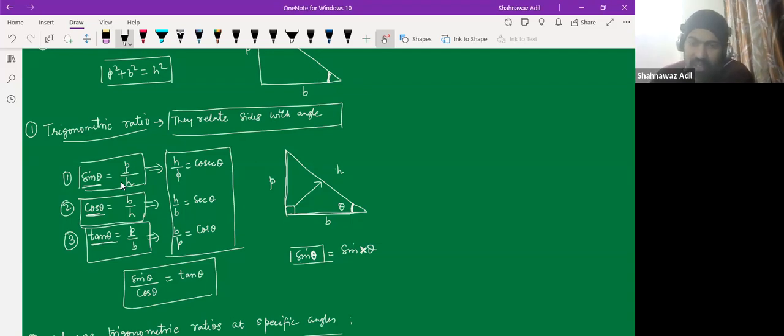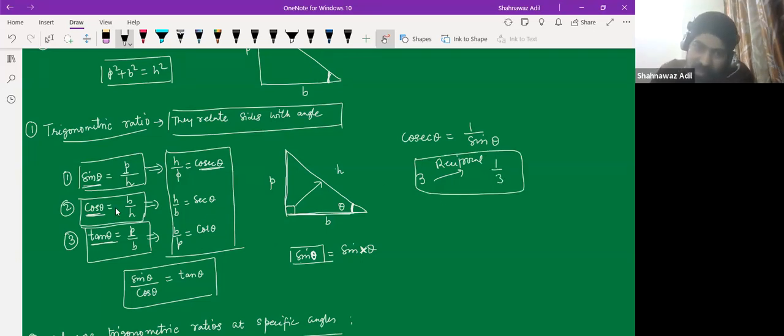Yes. Now we talk about the reciprocals of these three main ratios. The first reciprocal is cosec theta, which is the reciprocal of sine theta, right? So how do we write the reciprocal? Let's say 3. What would be the reciprocal of 3? 1 by 3, right? So that would be the reciprocal.